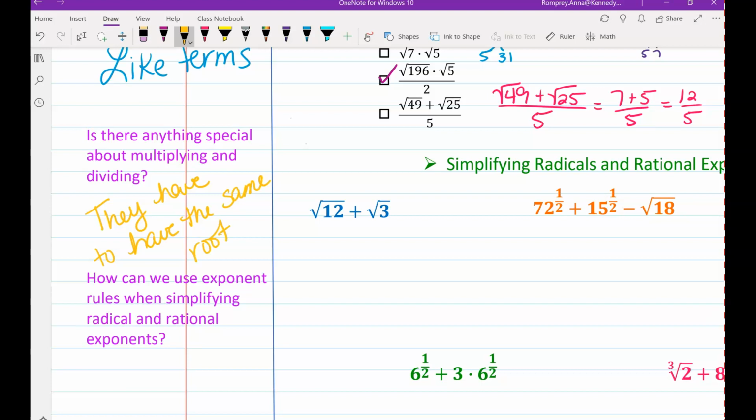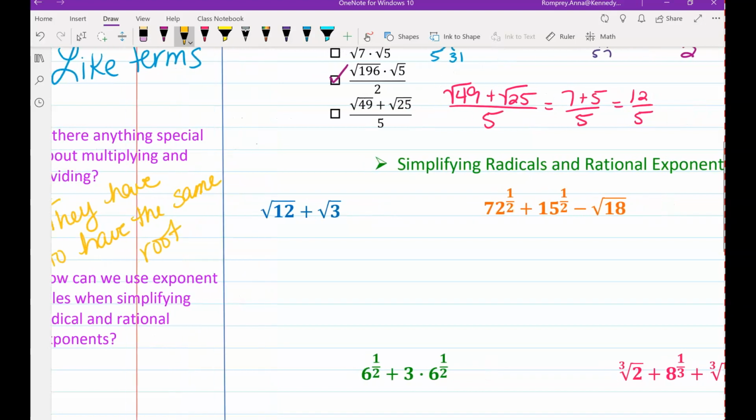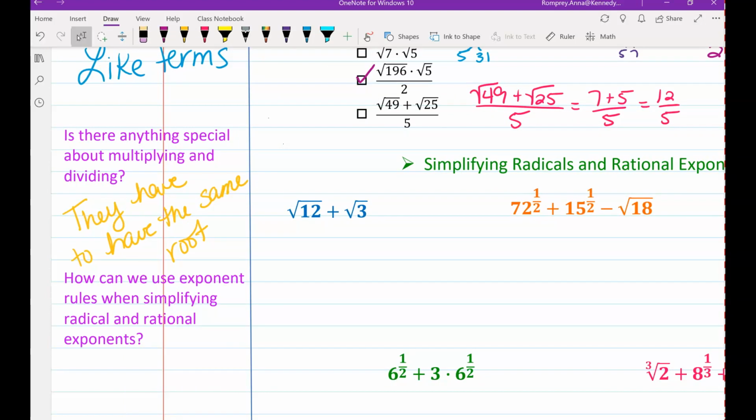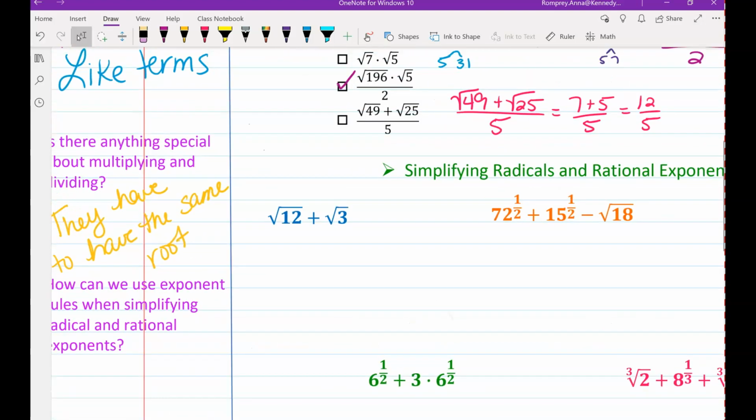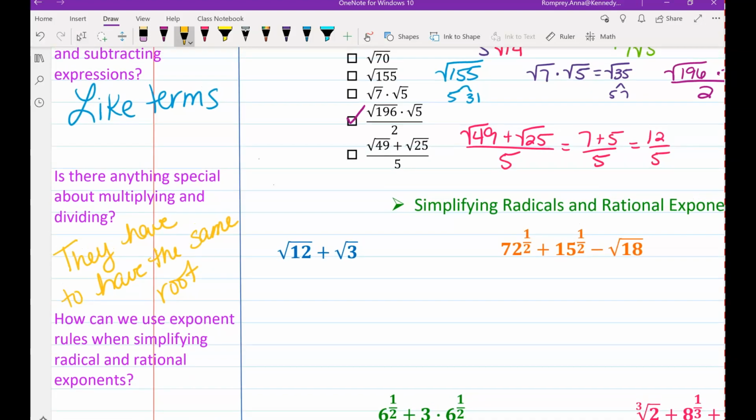So same root, same index, whatever makes more sense to you. How can we use exponent rules when simplifying radical and rational exponents? Well, I'm pretty sure when we complete some of these, we're going to find out. So square root of 12 plus square root of 3. That's what I was just talking about. To add them, they have to have the same base, which these don't, the same radicand.